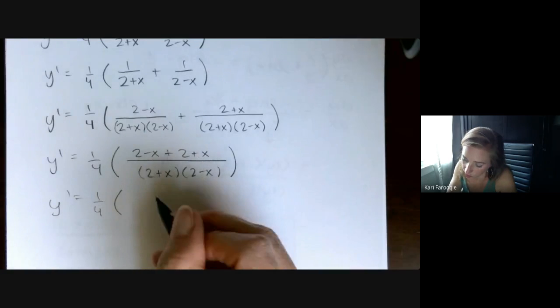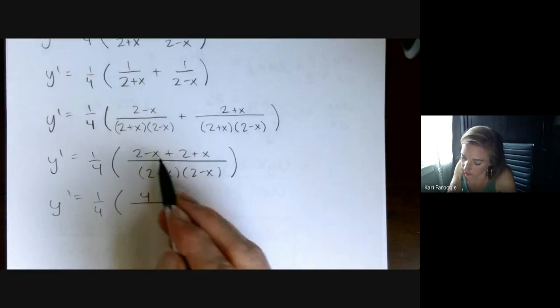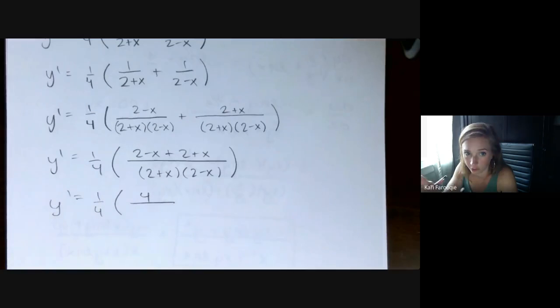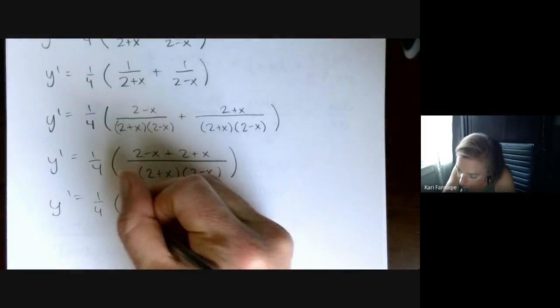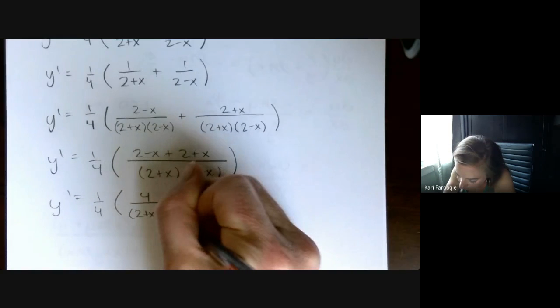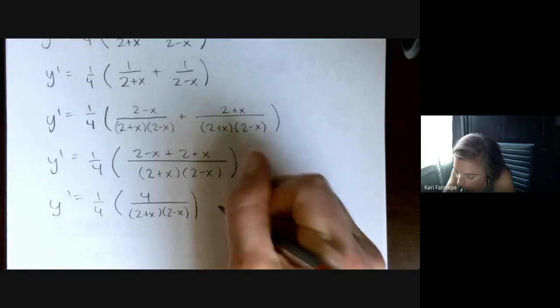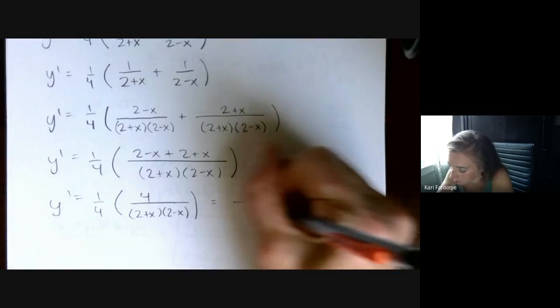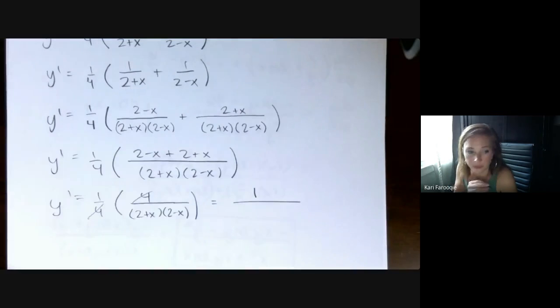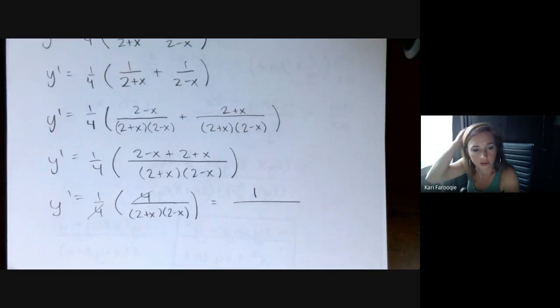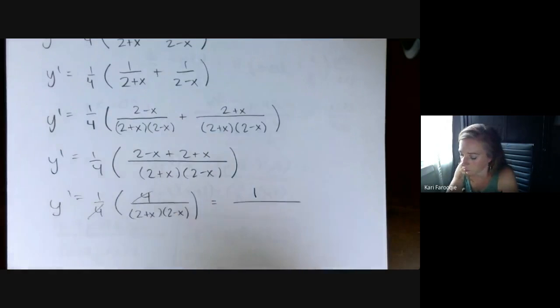The 2 plus 2 gives you 4, and then the negative x plus x gives you no x's in the numerator. And then if you want, you can even rewrite your denominator, cancel those 4's, as the difference, or you can expand it out.